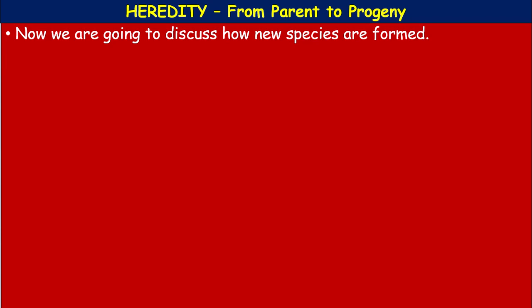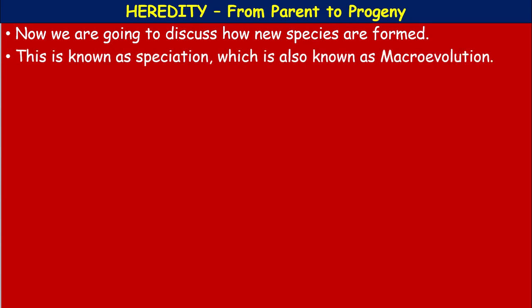Now we are going to discuss how new species are formed, the formation of species. This is known as speciation, which is also known as macroevolution. Microevolution we have completed. Now, macroevolution. What is macroevolution?